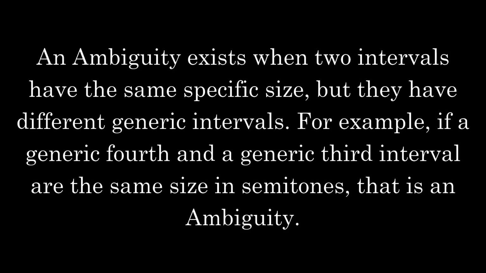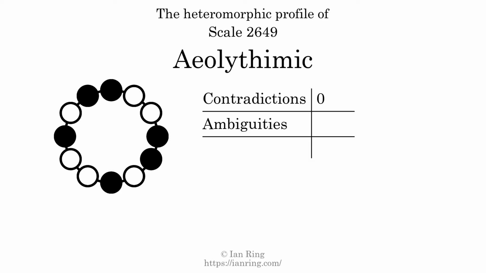An ambiguity exists when 2 intervals have the same specific size, but they have different generic intervals. For example, if a generic fourth and a generic third interval are the same size in semitones, that is an ambiguity. The number of ambiguities in this scale is 12.